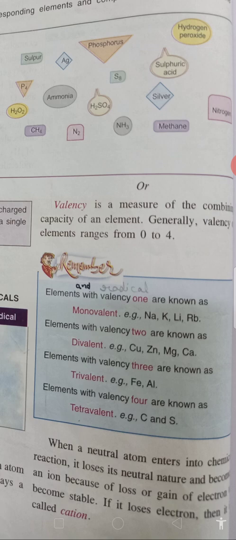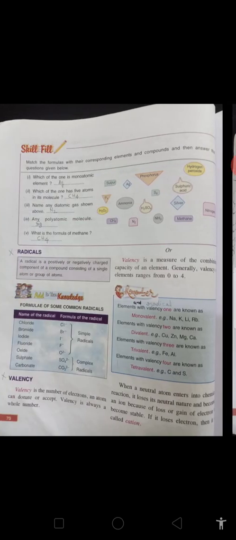If an atom loses an electron, it is called a cation. So children, if we talk about a cation, we say that a cation is that which loses its electron, and when it loses its electron, it forms a positively charged ion. So this is regarding the positive valency.